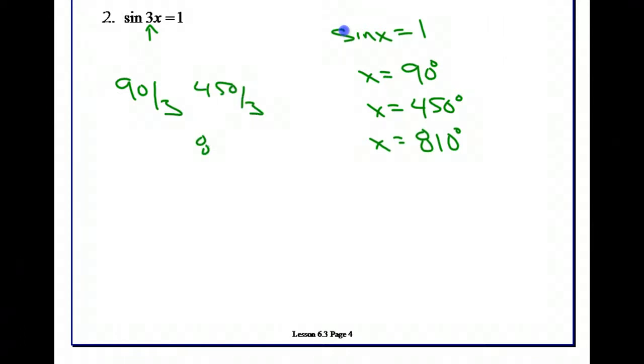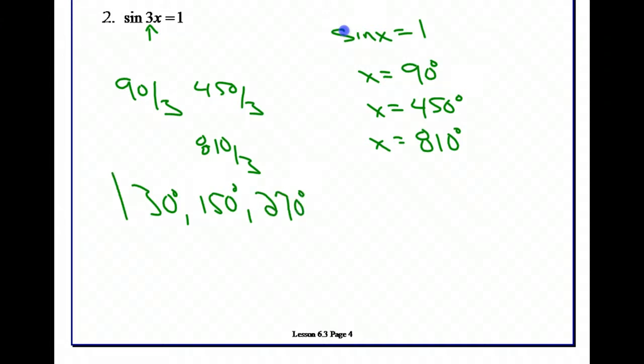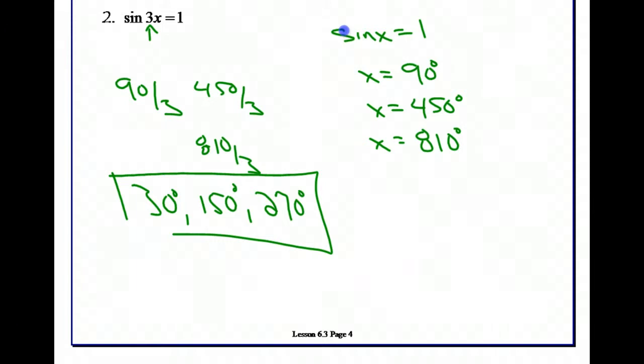And 810 divided by 3, and I end up with a 30 degrees, or a 150 degrees, or a 270 degrees. And those will be the 3 spots where the sine of 3x equals 1. So it's going 3 times as frequently. I'm expecting those 3 answers. This is a nice, quick, easy way to get those 3 answers.